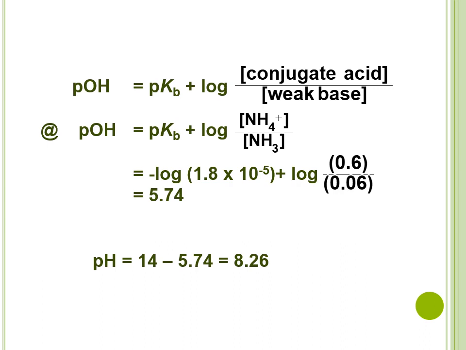And then we use the Henderson-Hasselbalch equation for a basic buffer solution. pOH is now equal to negative log 1.8 times 10 to the power of negative 5 plus log 0.6 over 0.06, making the pOH become 5.74. The pH now, when we subtract from 14, is equal to 8.26.